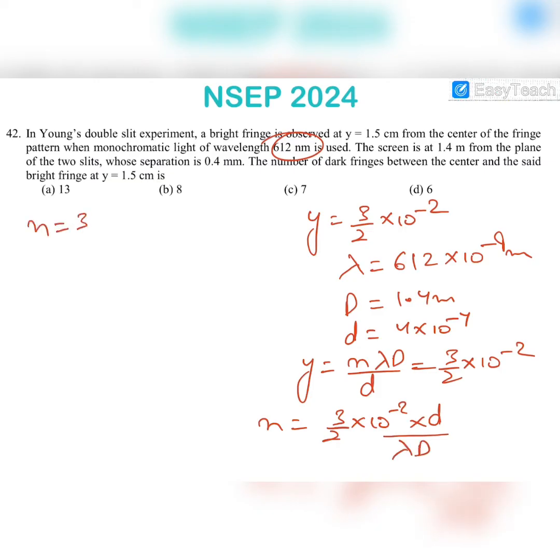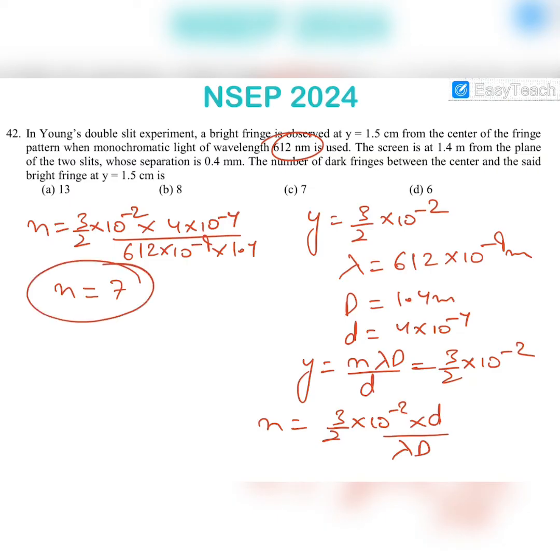So n is 3 by 2 into 10 raised to power minus 2, small d is 4 into 10 raised to power minus 4, and lambda is 612 into 10 raised to power minus 9, and capital D is 1.4. So by putting these values, n will be equal to 7, and obviously we know that there will be 7 minima in between these 7 maxima, because the order of minima is ahead of maxima.